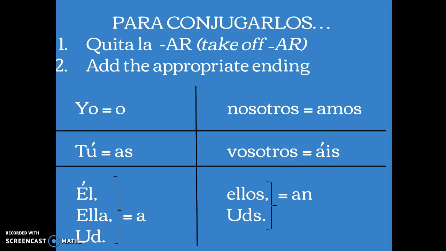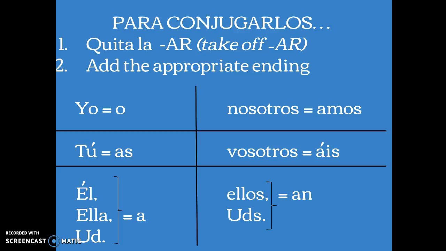And you'll notice if you look at the chart below that there is one ending that goes with each subject pronoun. The subject pronouns being yo, tú, él, ella, and usted, nosotros, vosotros, ellos, ellas, and ustedes.